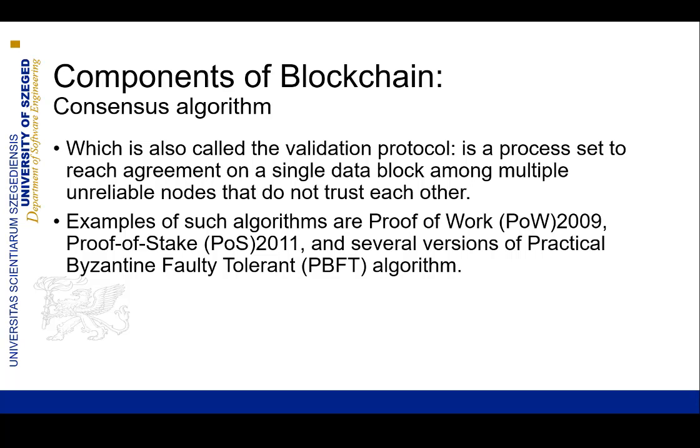The consensus algorithm, which is also called the validation protocol, is a process set to reach agreement on a single data block among multiple unreliable nodes, which are the nodes of the blockchain network, which do not trust each other. Examples are already mentioned, but we can also add the practical Byzantine fault tolerance, the PBFT, and this is mistakenly written here. So it's practical Byzantine fault tolerant. And we do have the delegated BFT, and we have the delegated proof of stake and stuff like that.